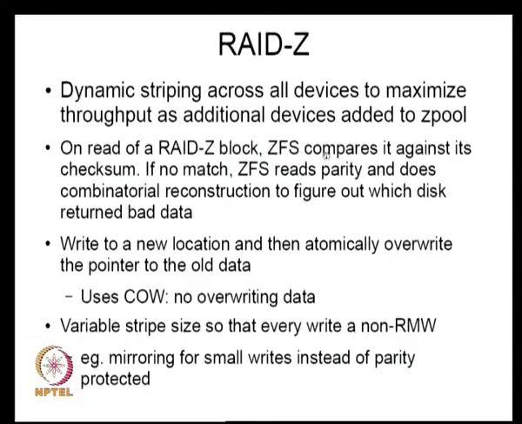Okay. So when you read from a RAID-Z block, for example, ZFS also compares it against its checksum. If there is no match, ZFS reads parity and does combinatorial reconstruction to figure out which disk returned bad data.